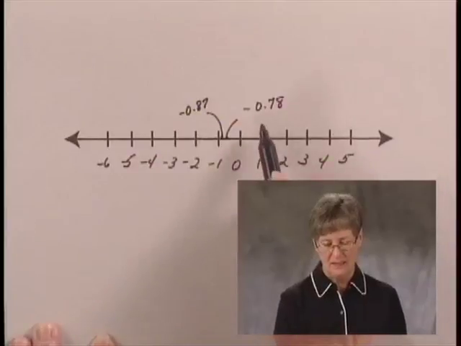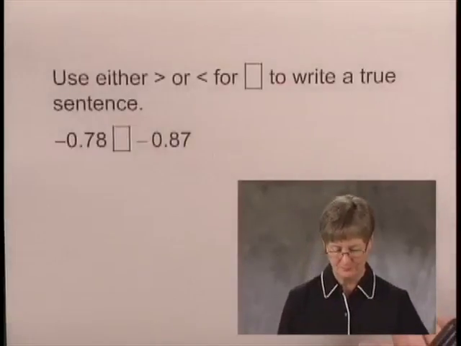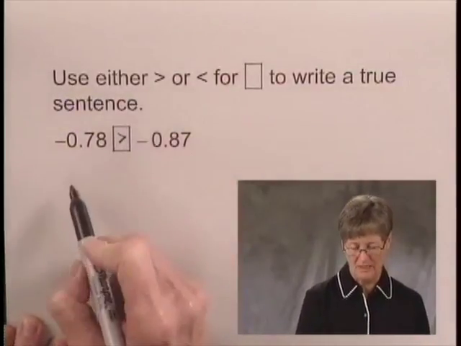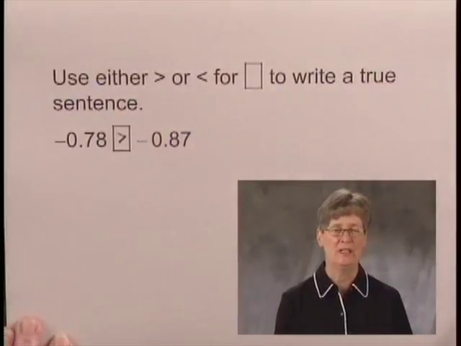So that tells us that negative 0.78 is the larger of the two numbers. So we'll use the greater than symbol. And we have the sentence now, negative 0.78 is greater than negative 0.87.